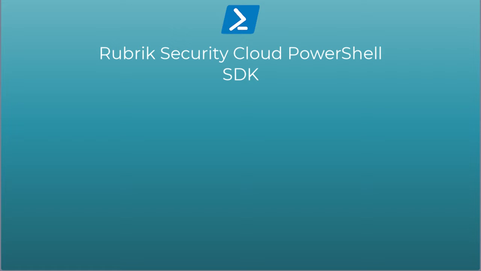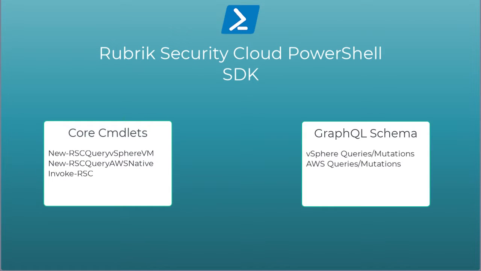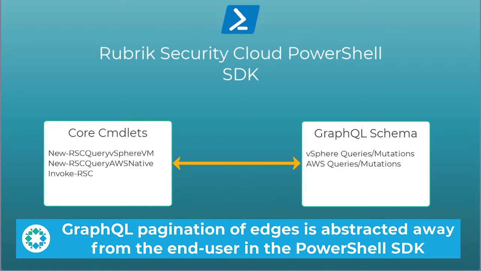Now, the RSC PowerShell SDK is broken down into two main categories of commandlets. First, we have something called our core commandlets. These core commandlets are auto-generated from the GraphQL schema and are a direct mapping to those queries and mutations that sit within the GraphQL server. So we have core commandlets that do things like generate GraphQL queries for us, and of course, invoke those queries for us, as well as they handle things like pagination and a whole bunch of other technical stuff that we don't really need to worry about.